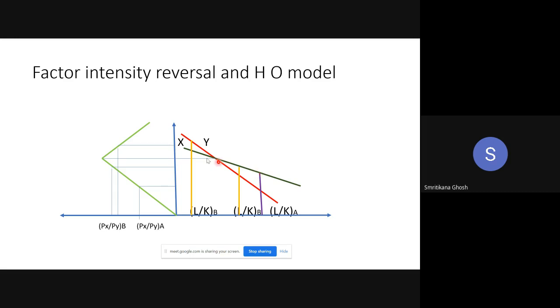Done. What about country B? Country B is also trying to come down to W by R star, but after this point he cannot. So for him it is the capital intensive commodity, so he is also producing X. But what about the trade? As there is no one who is producing Y, everyone is producing X, so there will be no exchange, so there will be no trade. So the HO model cannot explain this problem, cannot give you the solution of this problem. So the HO model fails here. Okay.